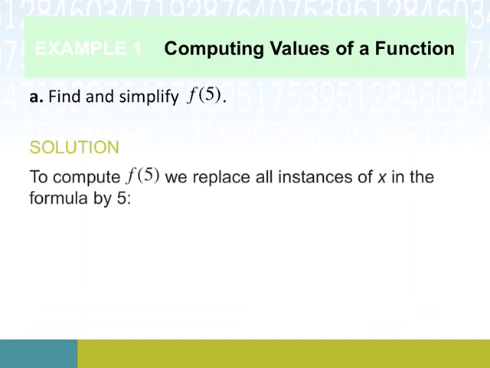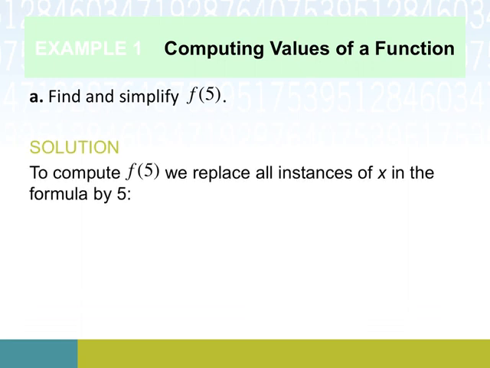So if we want to compute f of 5, all we're really doing is saying we no longer have x as the label for our input. Now we're putting in a specific value, 5. So we go back to our original function, we replace x with 5, and if you recall, here's where our x used to be, right there and right there. So now we're replacing with the number 5.